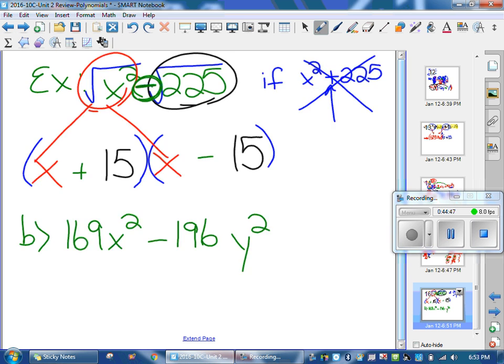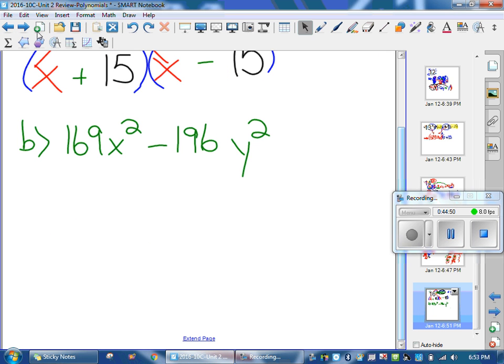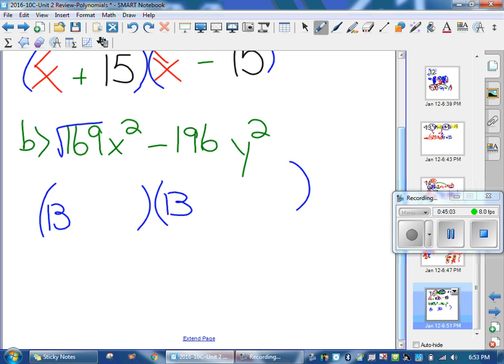And then I put my x with that. Now I'm going to square root 196, and I'm going to get 14. And we notice there's a y squared attached, so we're going to put a y after each 14. And again, our last step, because it's a difference of squares, in order to get a negative answer, we need to have opposite signs. So we put a positive in one bracket and a negative in the other bracket. The other questions are for you to practice. That is Unit 2, Polynomials.